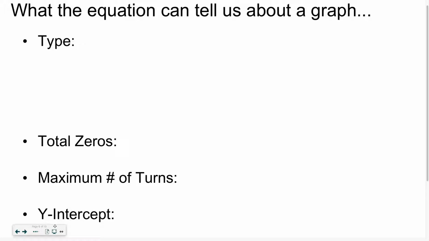Okay, so think back to geometry when you were learning about polygons. I mentioned this before. You had a bunch of names for the different polygons, right? Triangles, quadrilaterals, pentagons, hexagons, heptagons, and so on and so on. So we have some special names for some of our polynomials. So the type is based on the degree. And what's our degree again? Our highest exponent.